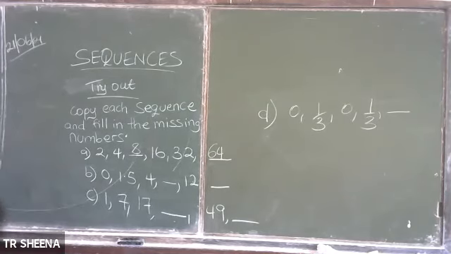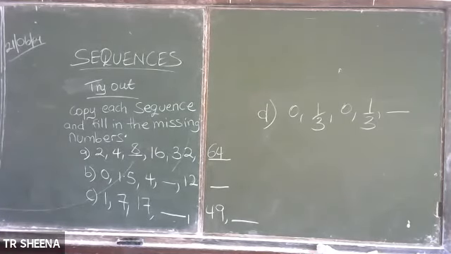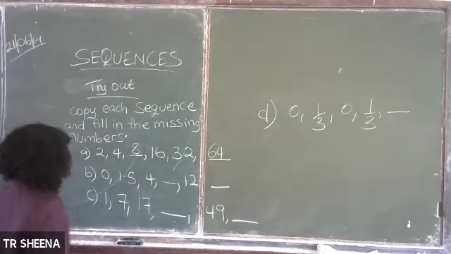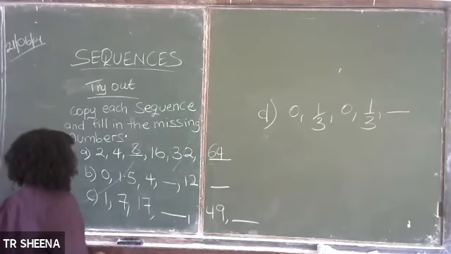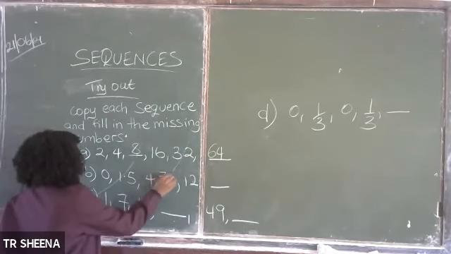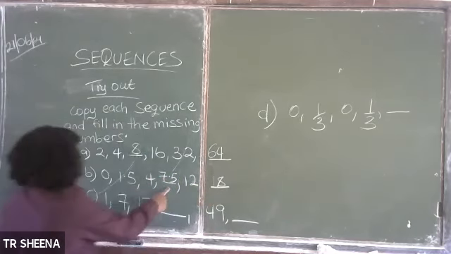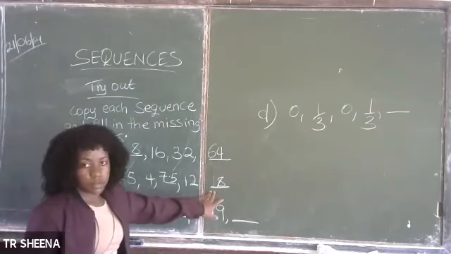Yes, Marilyn, which one are you giving me? I was going to do part B. So plus 1.5, plus 2.5, plus 3.5, then you come up with 7.5. Plus 4.5, you'll come up with 12. Plus 5.5, you'll come up with 18. So this is 7.5 and this is 18.